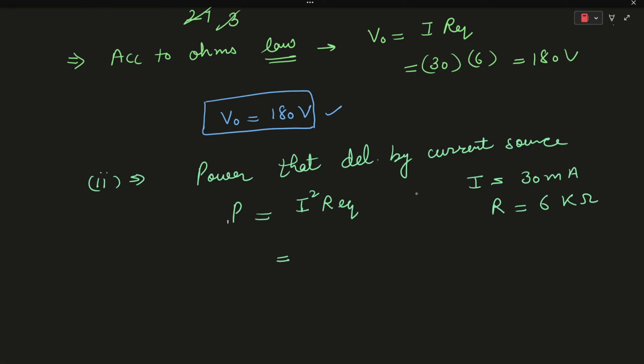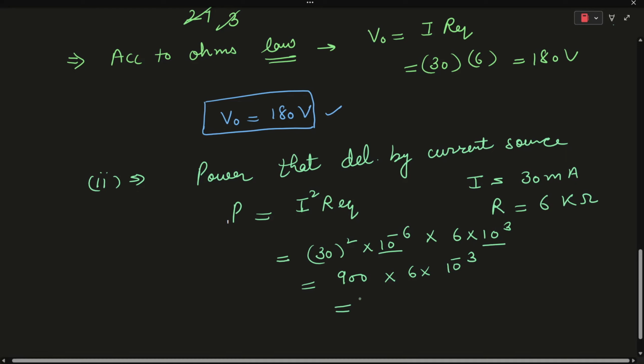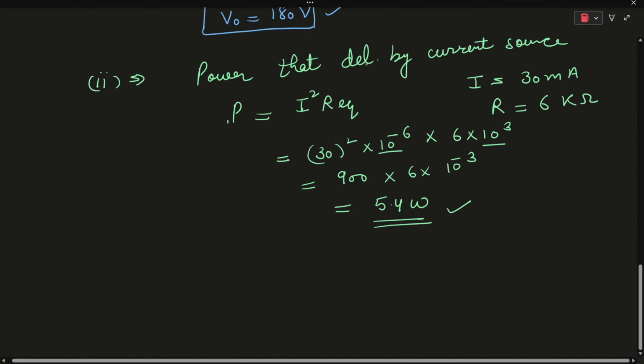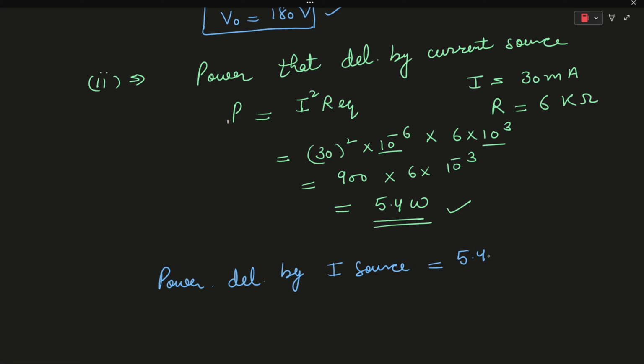It means that I squared R will be equal to 30 squared into 10 to the power of minus 6, into 6 into 10 to the power of 3. So it is equal to 900 into 6 into 10 to the power of minus 3, which is 5.4 watts. So the power delivered by the current source is equal to 5.4 watts.